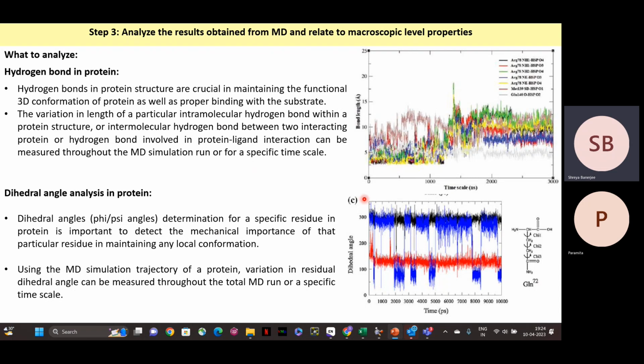Suddenly it is jumping to higher values, then it is jumping to lower values, meaning that this dihedral angle is very flexible. That is, this dihedral angle may be used for some function in the protein. Generally, the rigid dihedral angles are used to maintain the protein shape and conformation, and the flexible dihedral angles may be used in some function of the protein, like binding to the ligand. So using the MD simulation trajectory, this variation in the dihedral angle can be measured for the total MD run or for a specific time scale.